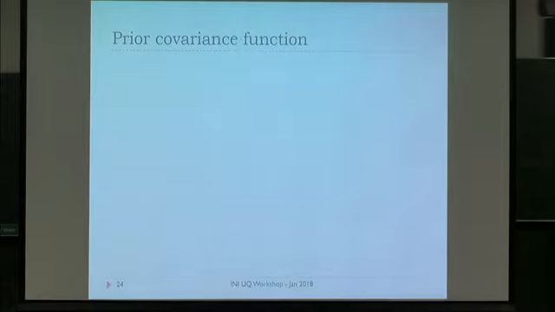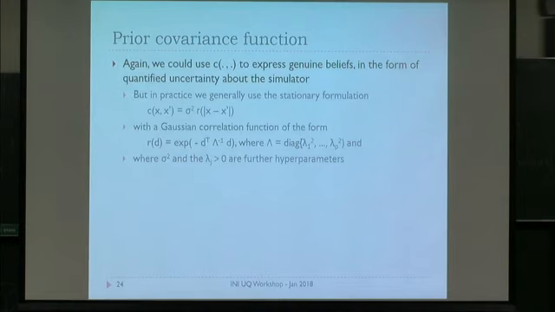When we go to look at the covariance function, again, typically we could use this to express any kinds of genuine beliefs about the function. In particular, how uncertain we are about certain parts of the space. For instance, we could say we believe it's going to be more uncertain in this part of the region than in that part. But in practice, again, we generally use something simple. Stationary covariance function formulation, Gaussian correlation function, because, as I say, that seems to work for the sorts of functions that I typically experience. The lambda matrix here is going to be diagonal. Each of those little lambdas is called a correlation length.